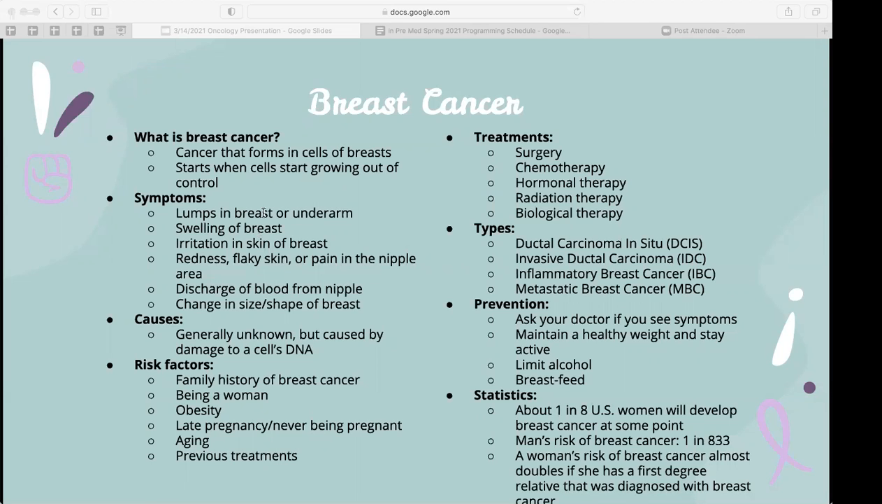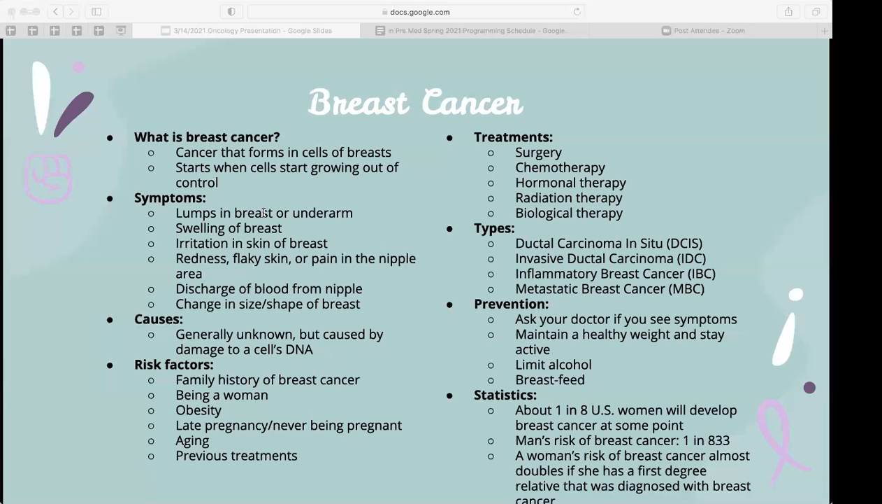There are multiple types of breast cancer. The most common ones are ductal carcinoma in situ, invasive ductal carcinoma, inflammatory breast cancer, and metastatic breast cancer. Ductal carcinoma in situ is a type of non-invasive breast cancer in which abnormal cells are found in the lining of breast milk duct. It is usually treatable but will spread through the breast tissue if undetected or untreated.